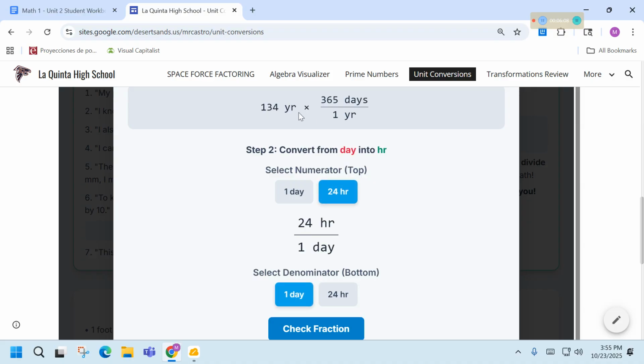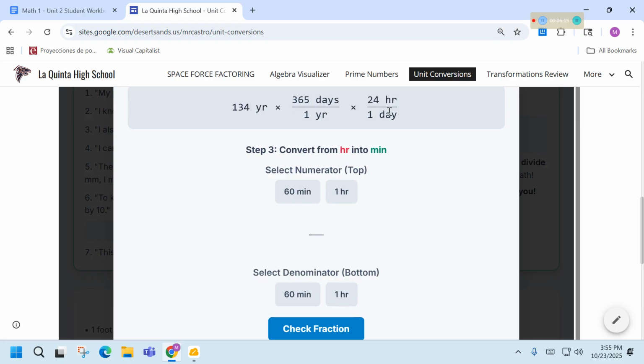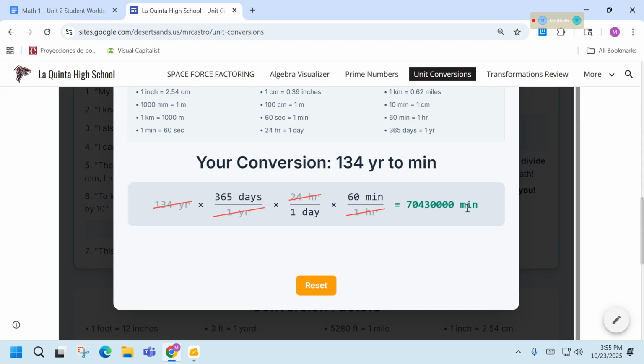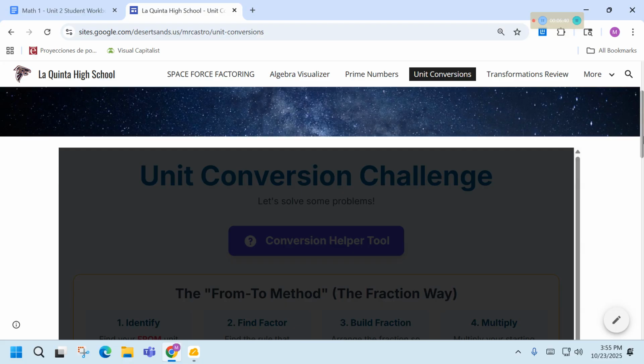Notice again, the years are going to cancel out. Well, now days are on top, so that's why I have to have days on bottom again so that that can go away. And for the last one, hours are on top. And so I need to cancel that out by putting the hours on bottom and making sure the minutes are the last one. So notice the days also got canceled out and it didn't really scratch them out, so it would be nice if you could do that. So cancel out the days and the day, and you can see that we're left with minutes only. So that's a lot of minutes, right? We got 70,430,000 minutes.